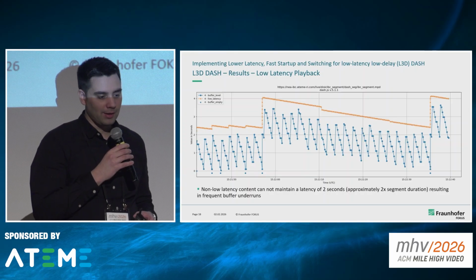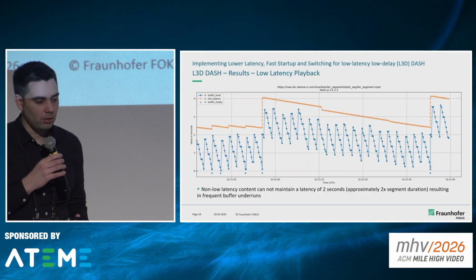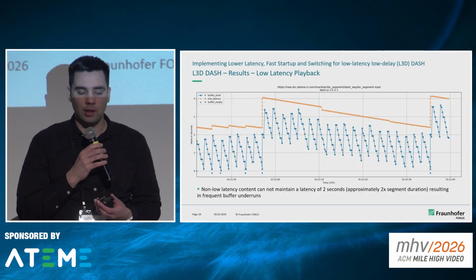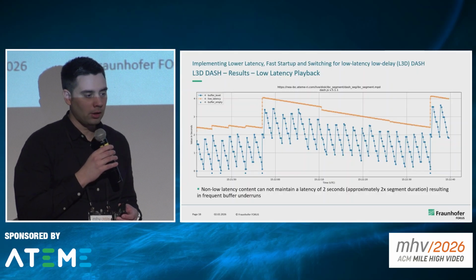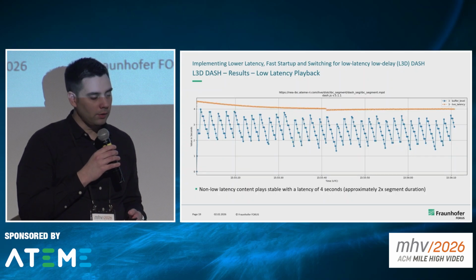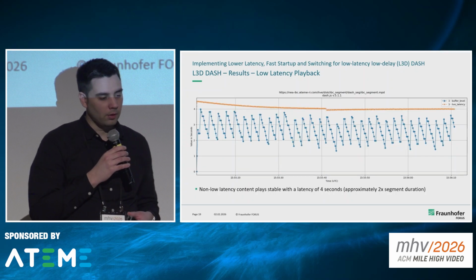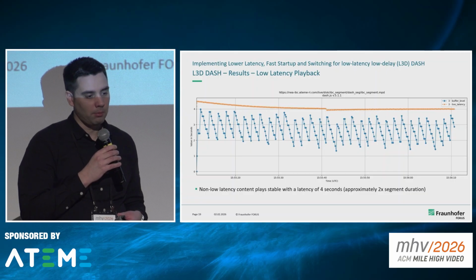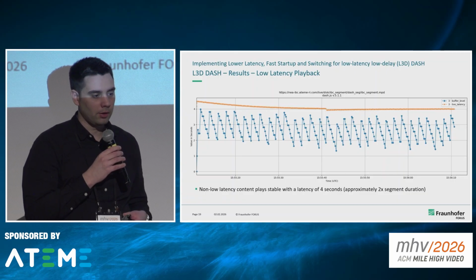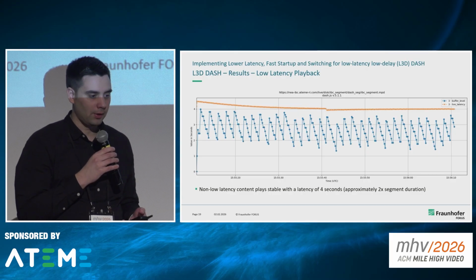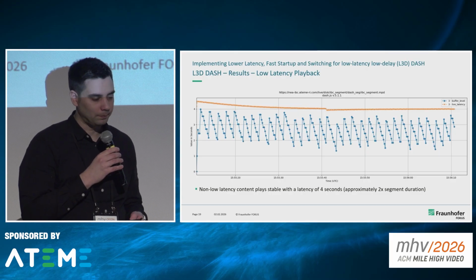And that's pretty obvious because we try to aim for a 2-second latency with 2-second segments. So that does not give the player enough time to download and build a reliable media buffer. If we increase the latency slightly to 4 seconds, to basically 2 segment durations, then we see the same pattern as we saw with LCD dash content. So that's pretty reliable. But obviously, in this case, we have a higher latency compared to the LCD dash content.